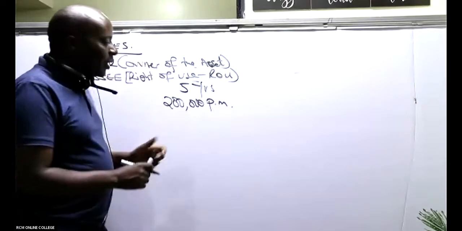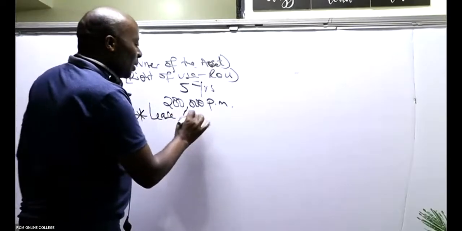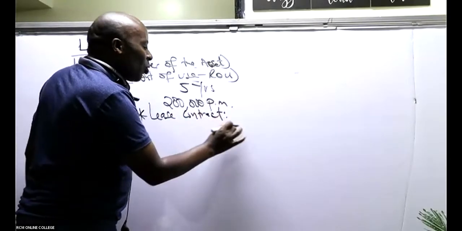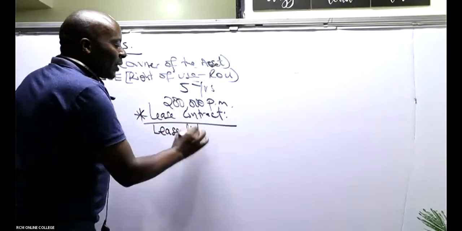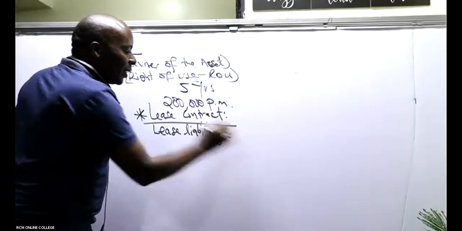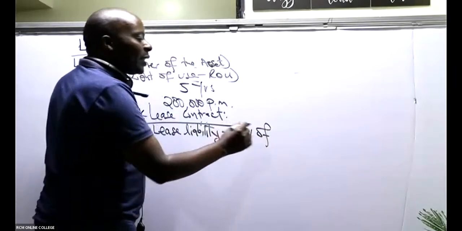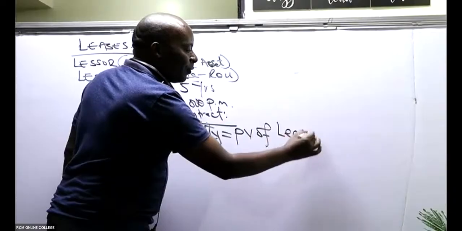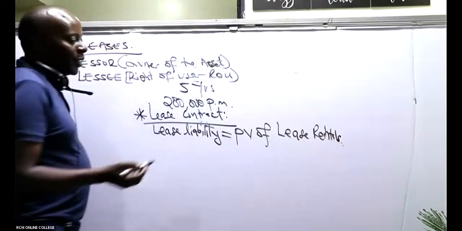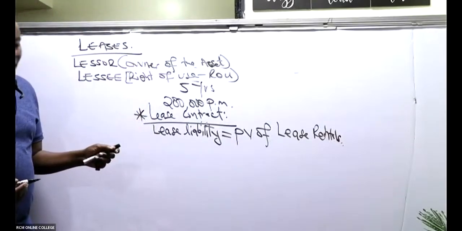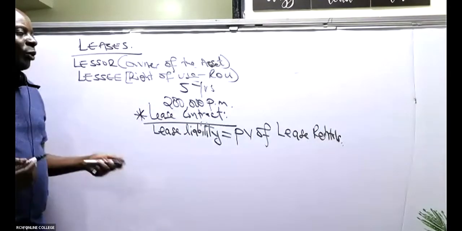So the very first thing you do whenever you sign a lease contract is you must first of all recognize what we call a lease liability. And to get this lease liability, we normally take the present value of lease rentals. I told you, ladies and gentlemen, remember in financial reporting, you'll not even be given tables. You need to know how to calculate this.